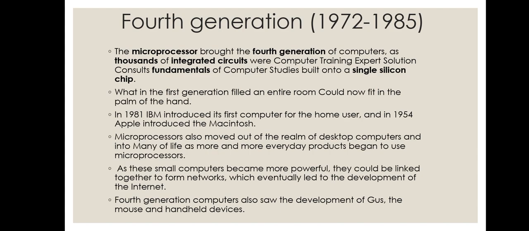In 1981 IBM introduced its first computer for the home user, and in 1984 Apple introduced the Macintosh. Microprocessors also moved out of the realm of desktop computers, and many everyday products began to use microprocessors. As these small computers became more powerful, they could be linked together to form networks, which eventually led to the development of the internet.